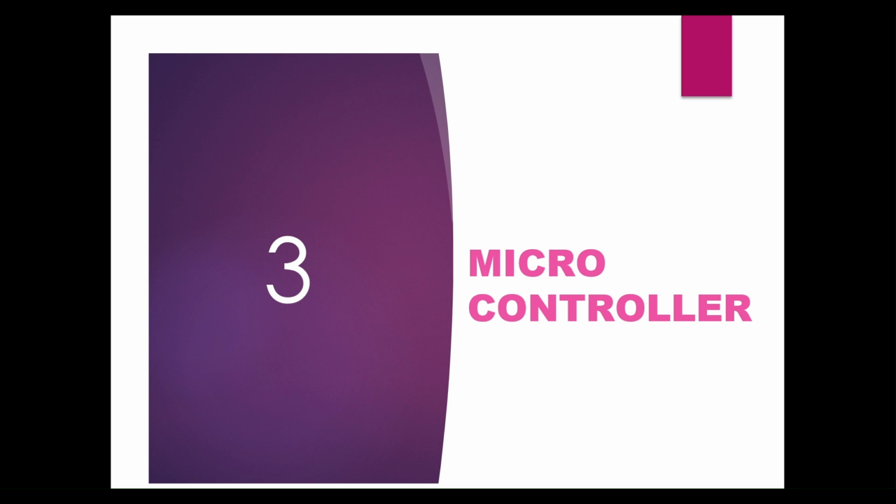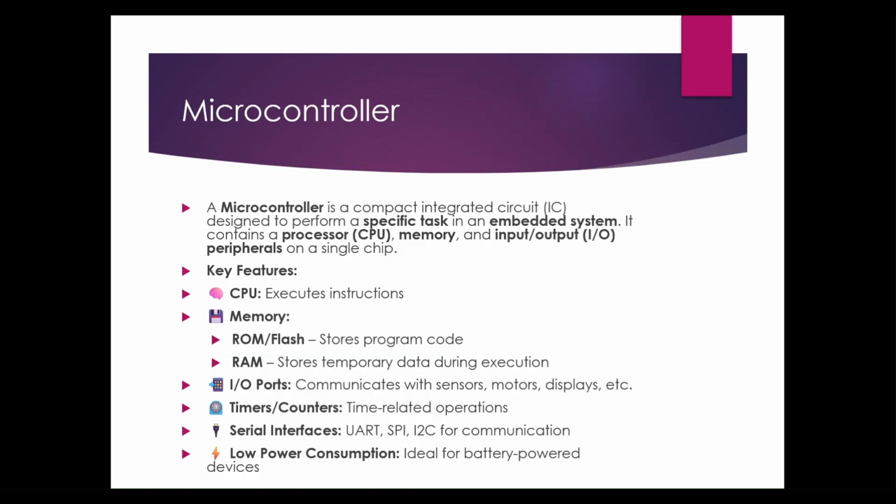Microcontrollers. Let's talk about microcontrollers. A microcontroller is a compact integrated circuit, we call it an IC, designed to perform a specific task in an embedded system. It consists of a processor, CPU, memory, and input-output peripherals on a single chip. Key features of microcontrollers are the CPU for executing instructions, and memory. Memory is of two types, ROM and RAM.